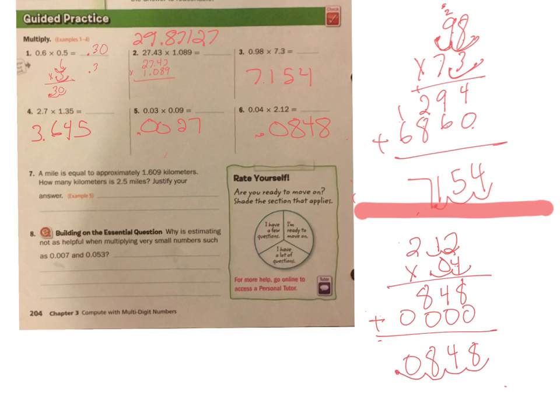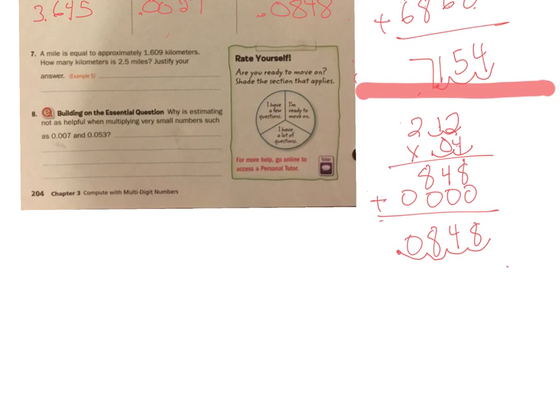Let's do number 7. A mile is equal to approximately 1.609 kilometers. How many kilometers is 2.5 miles? So we have to multiply 2.5 times the 1.609. I'm going to bring this up here. This will be our last one, number 7. So I have the 1.609, and I can times it by 2.5.